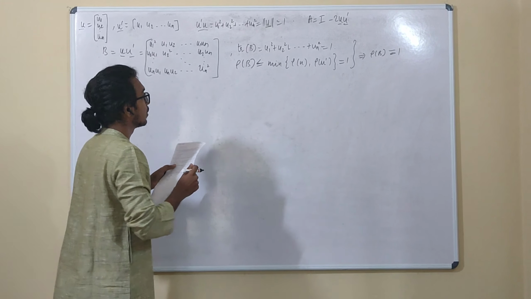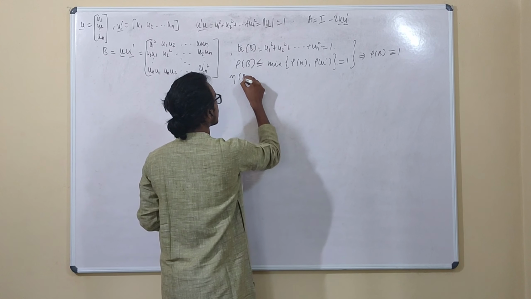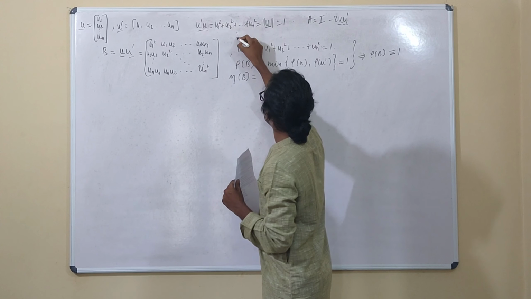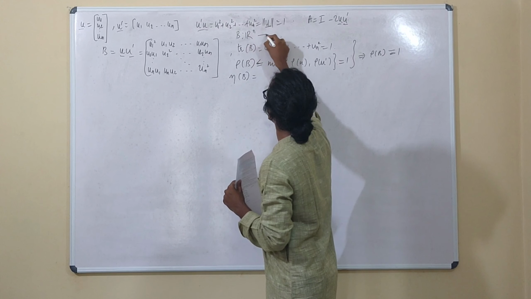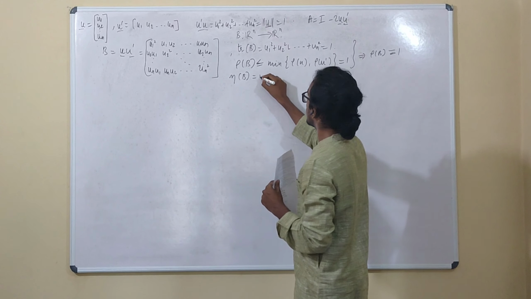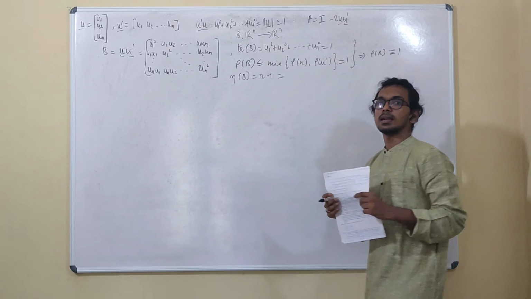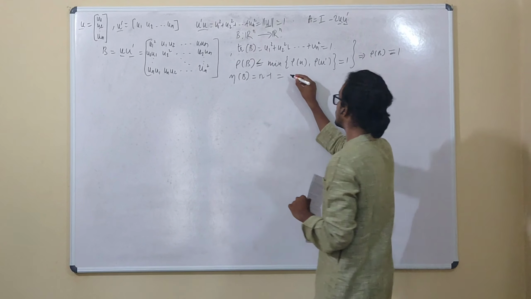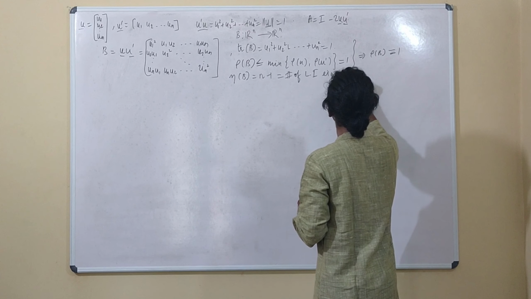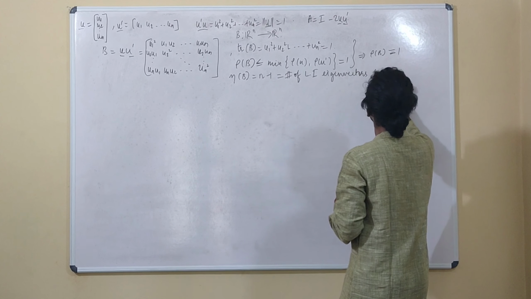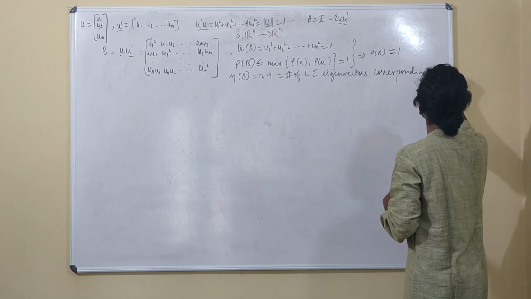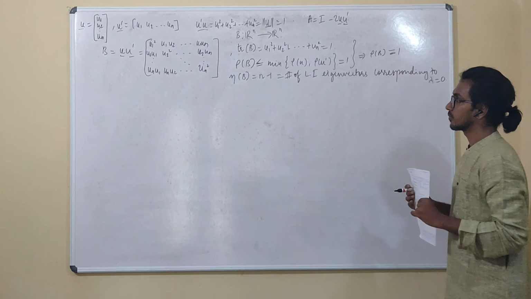And what is the nullity of B? Now you can treat this B as a mapping from Rn to Rn, since this is an n by n matrix and the rank is 1, therefore the nullity has to be n minus 1. Basically, by the definition of nullity, this is the number of linearly independent eigenvectors corresponding to lambda equal to 0.